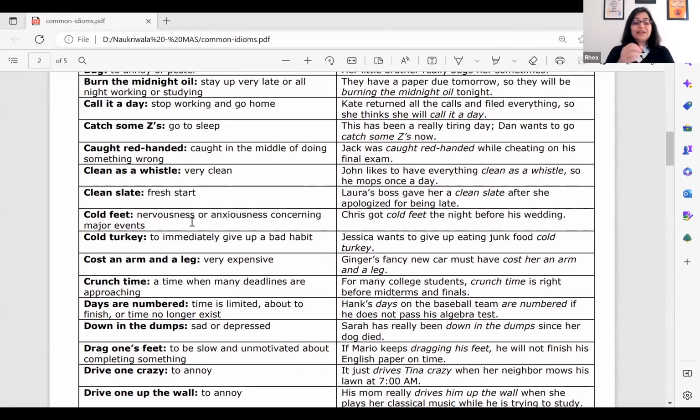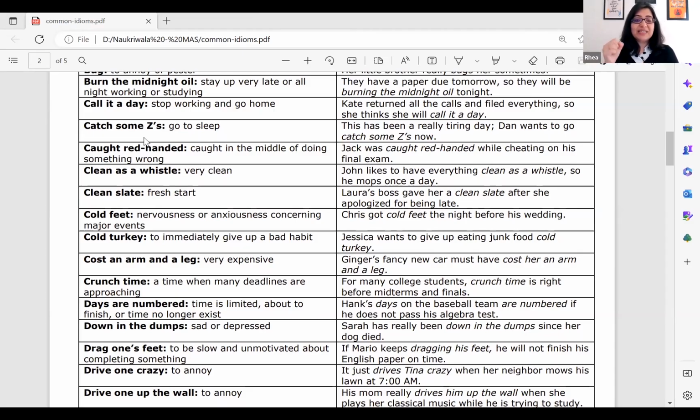That's nice. Cold feet means being nervous, being anxious. That's nice. Catch up some Z's. So catch up some Z's means go to sleep. I have had a really tiring day. I just want to catch up some Z's now. So that means go back to sleep.